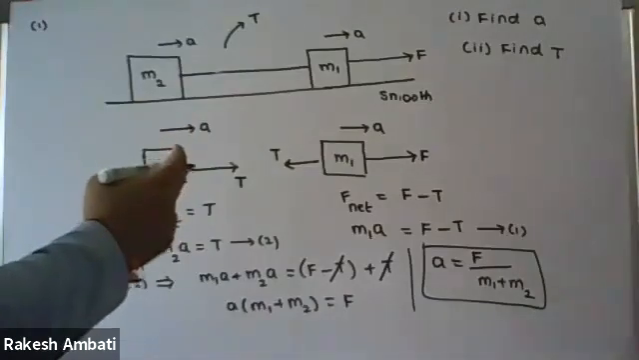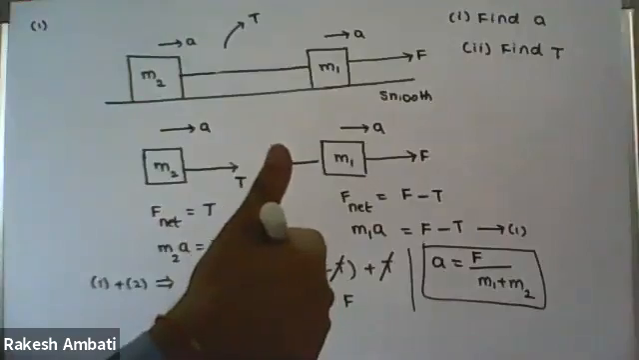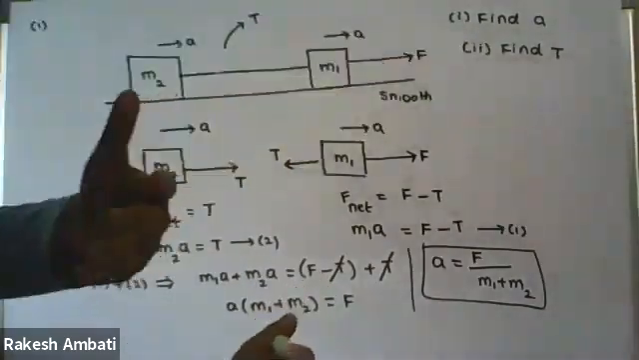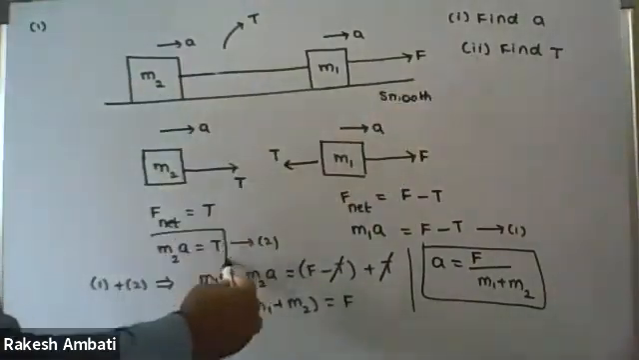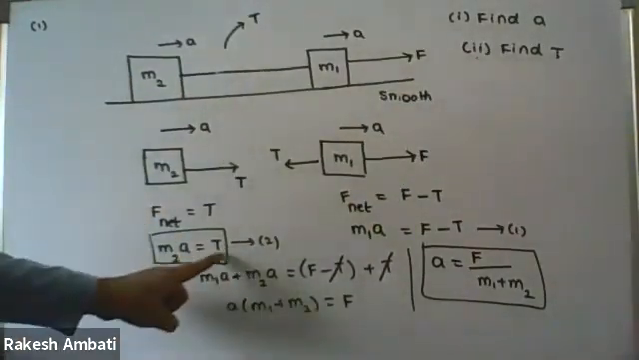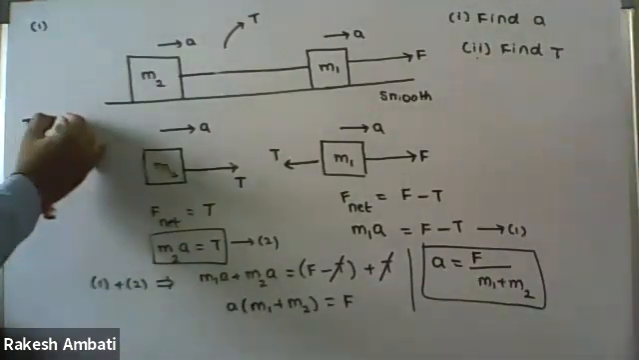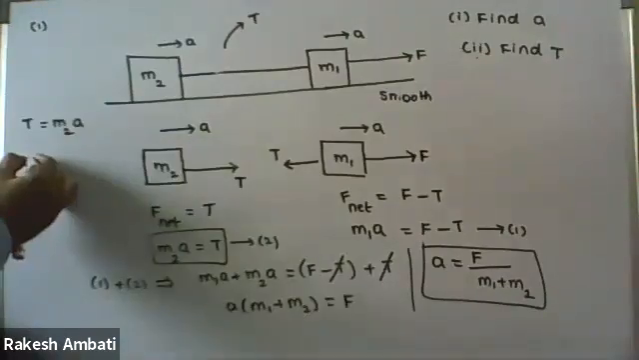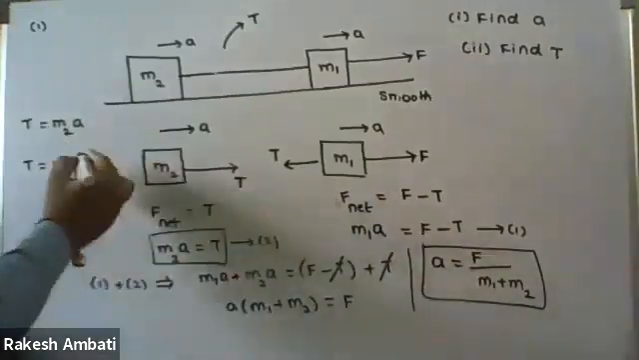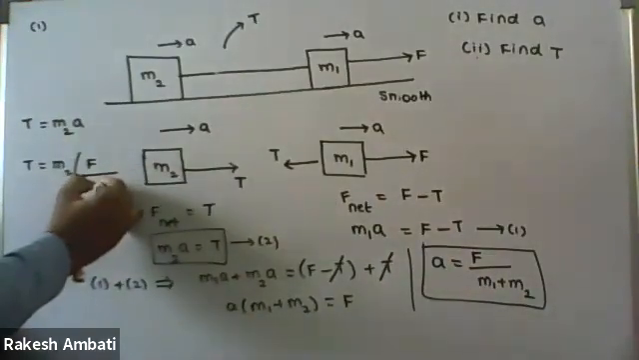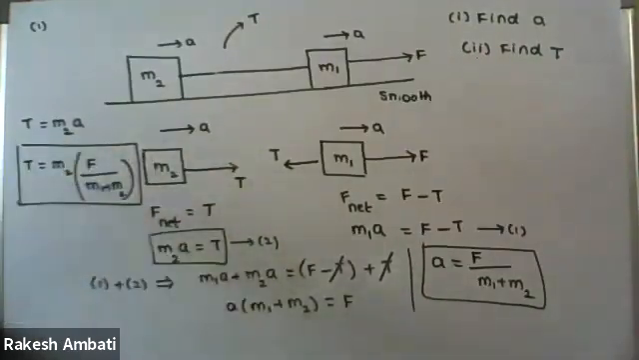Is it clear, this question? Yes, sir. Now the first question is completed. The second question is the tension force. To find the tension force, simply take the second equation: T equal to m2a. Therefore, T equal to m2, and in place of acceleration, the value we already have, F upon m1 plus m2. So this is the value of the tension force in the string.